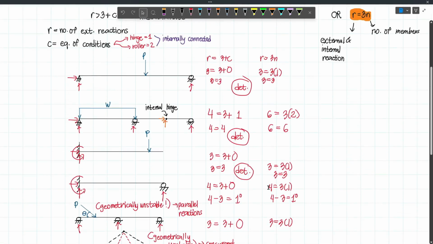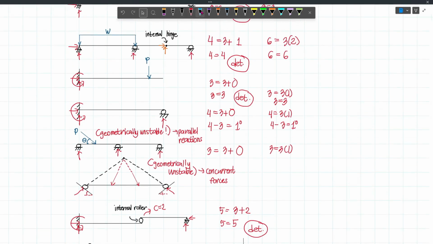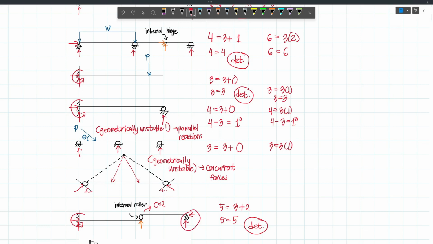Now sir, what if you apply r equals 3n? So, the r here, again, whenever r equals 3n is used, we will consider the internal force. So, there is an upward reaction there. And so, our r will become 1, 2, 3, 4, and then 5, 6. So, we get 6 is equal to 3 times the number of members. Now, the number of members is two, one and then two. So, 3 times 2, we get 6 equals 6. And so, it is still determinate.